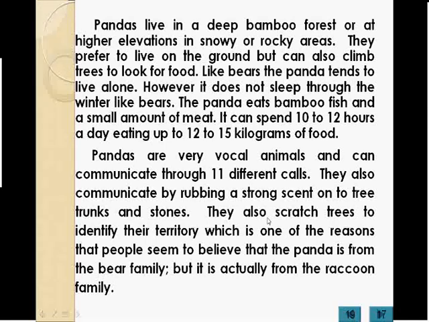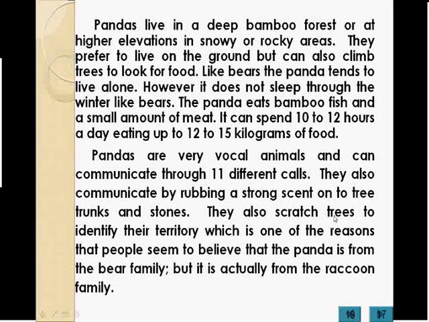They also communicate by rubbing a strong scent onto tree trunks and stones. So again, they have one way of communication, which is calling, like different sounds, and another way of dealing with the other animals, which is by rubbing a strong scent onto tree trunks and stones. And of course, the word scent means like smell. So when they smell the tree, they know each other.